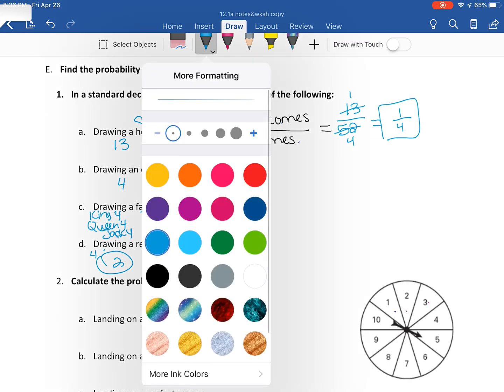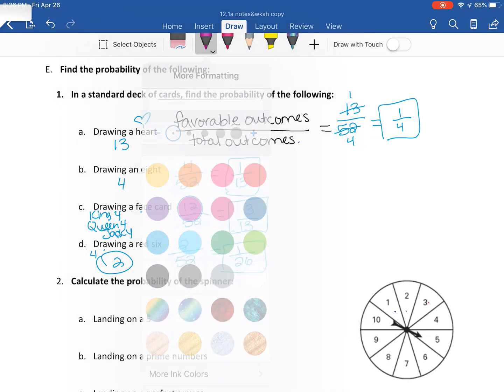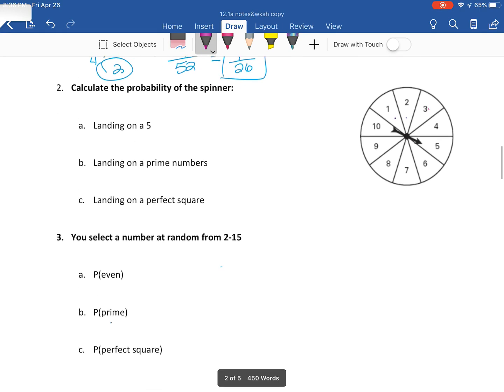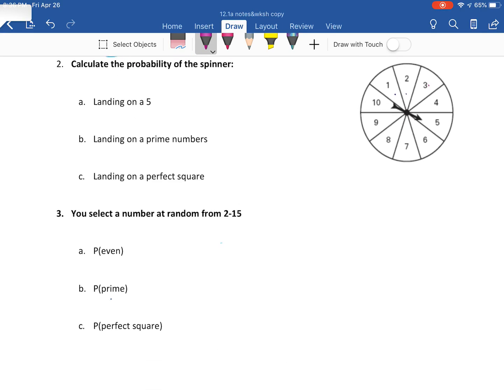Okay, this would be a good time to pause and see if you can look at the next couple for yourself. Now we've got this spinner, so we want to calculate the probability of this spinner landing on a 5. Well, our spinner has the numbers 1 through 10, so there are 10 total outcomes that are possible. Looking at our spinner, there's only 1 5 on there, so that means there's 1 favorable outcome out of 10 possible, so 1/10 is our probability.